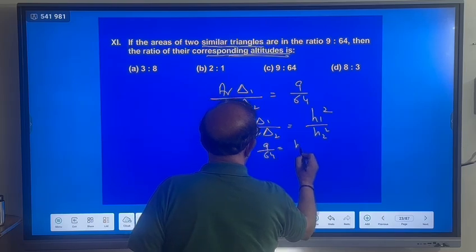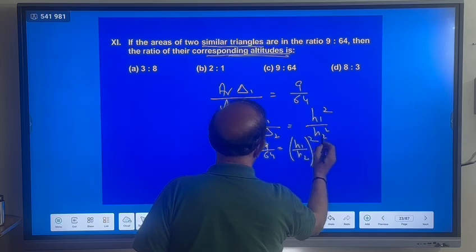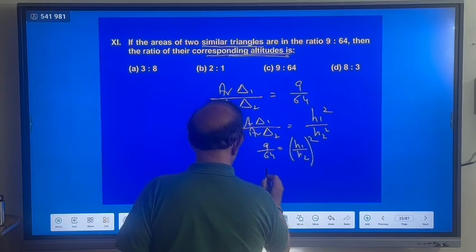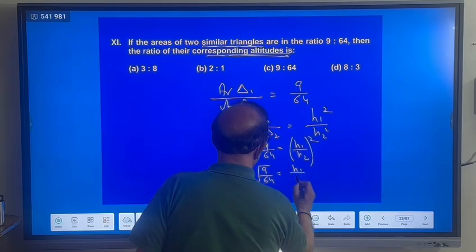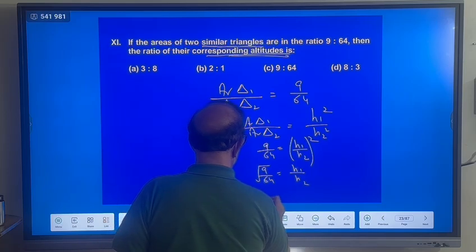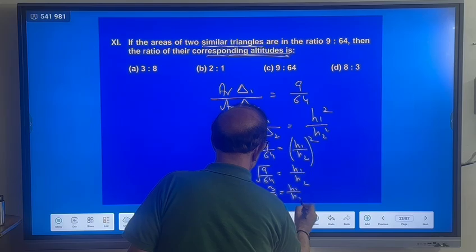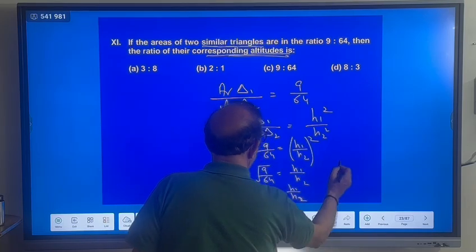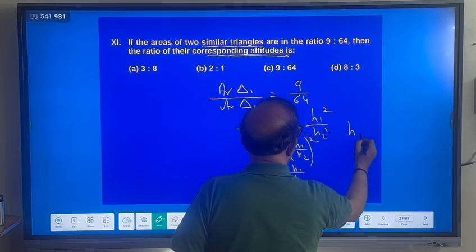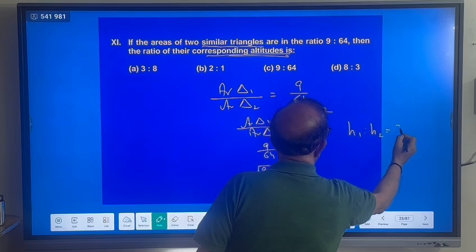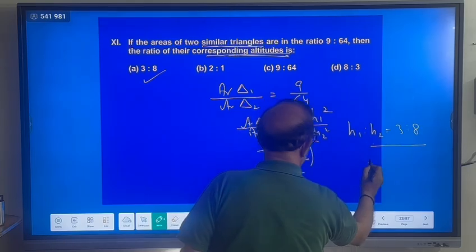9/64 equals h1 upon h2 whole square. Or you can say, taking the root, 9/64 root is equal to h1 upon h2. So this is equal to 3/8 is equal to h1 upon h2. You got the answer. The ratio of the corresponding altitudes, h1 ratio h2, is equal to 3/8. Option is A. This is your answer.